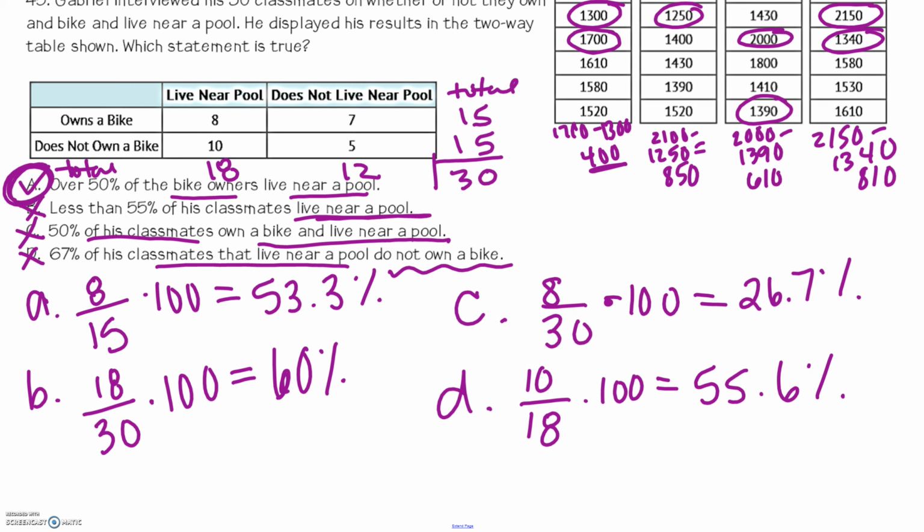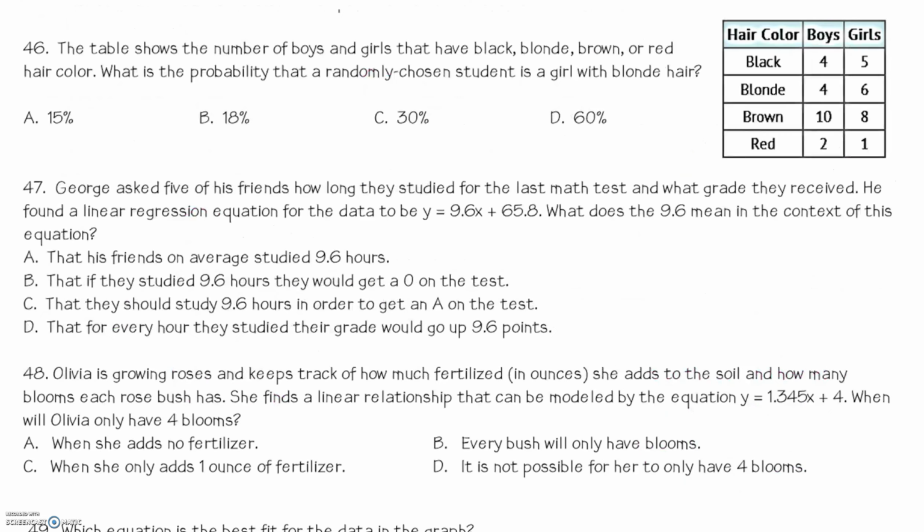Okay, 46. The table shows the number of boys and girls that have black, blonde, brown, or red hair color. What is the probability, which just means percent, that a randomly chosen student is a girl with blonde hair? Girl with blonde hair, that would be 6 possible students that fit that criteria. Well, but I don't know. It says a randomly chosen student is a girl. So here's your total. So I need to figure out the grand total.